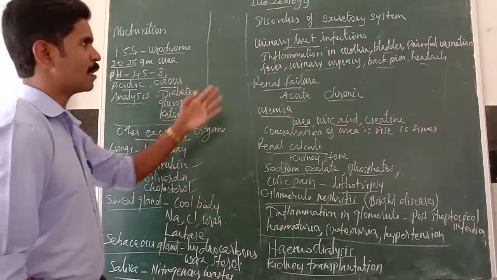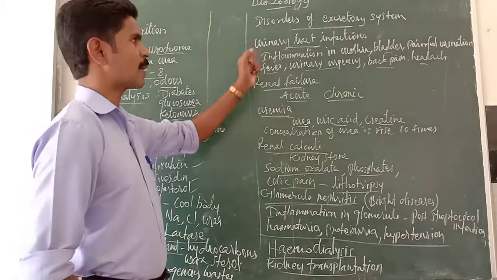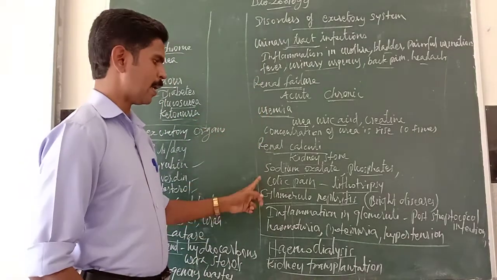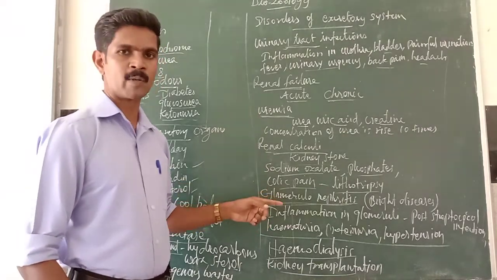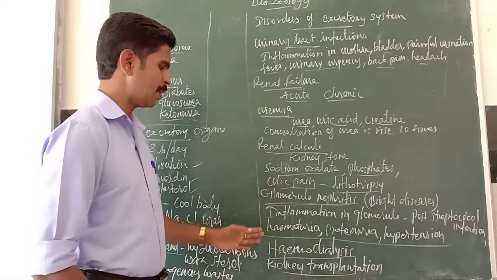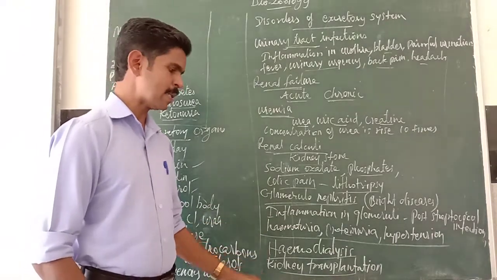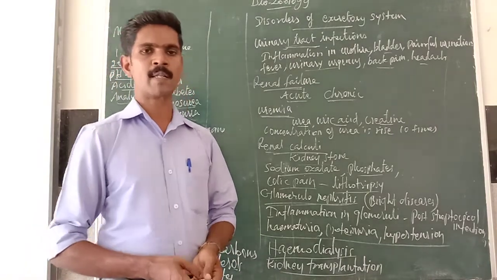Then next we studied some disorders of the excretory organs. What are the diseases we studied? Urinary tract infection, renal failure, uremia, renal calculi and glomerulonephritis. So these are some of the disorders related to our excretory system. And finally we studied two more topics. One is hemodialysis and the second is kidney transplantation. Understand? So I hope you all understood today's class.